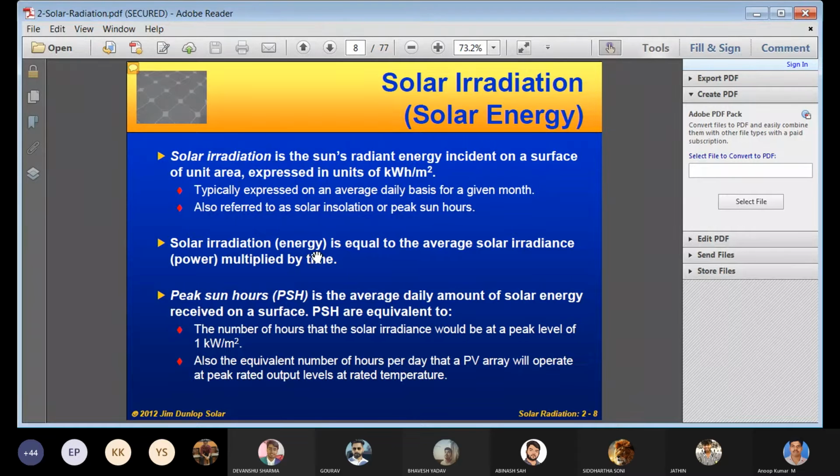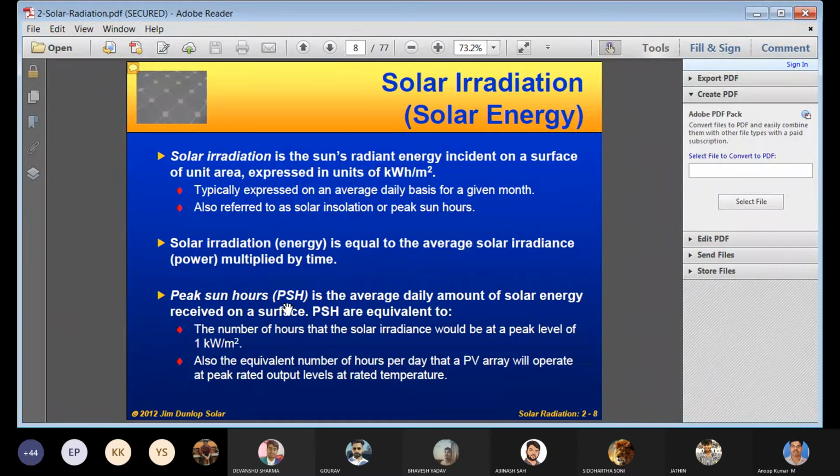So solar irradiation energy is equal to average solar irradiance power multiplied by time. So simple. Power is equal to energy by time. So energy is equal to power into time. Right. Power multiplied by time. So all these things are not constant, so we will have to take averages.